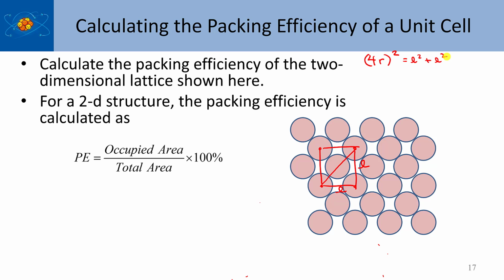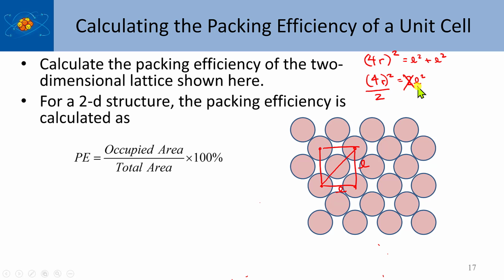Now, in order to calculate the area, what I actually need is just to isolate L squared. So I'll end up with (4r) squared is equal to 2L squared. And all I need to do is divide through by 2. So that actually is the equation for the area of the unit cell, since this is L squared.